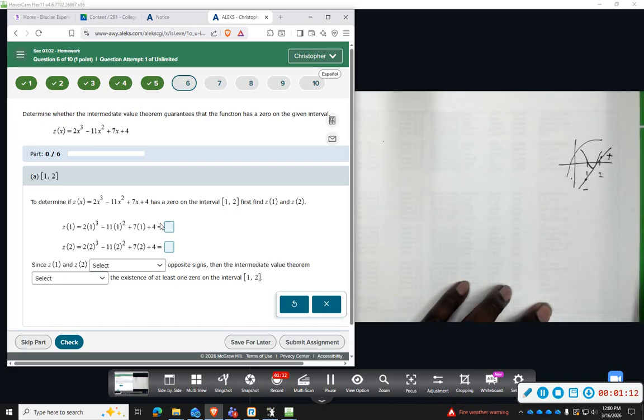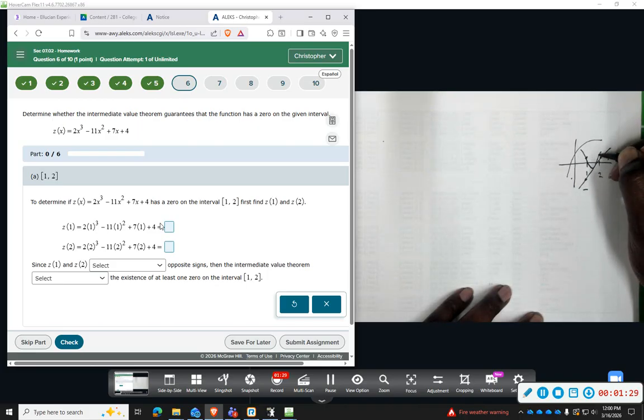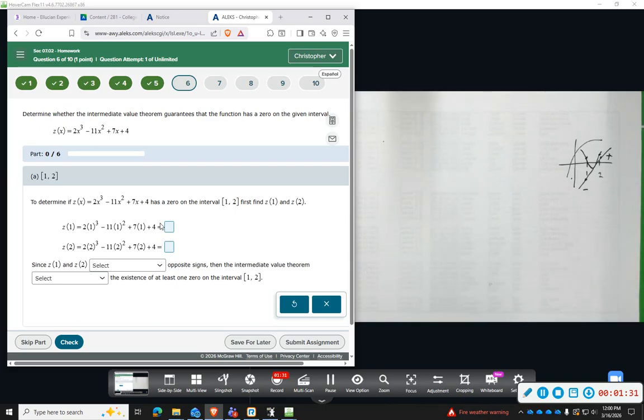So we don't see the graph, we don't know, but we're going to test and use the intermediate value theorem, and if the signs are opposite, we know that there's a 0 between. If the signs are the same, we don't know. So the graph could go down and come back up, and in this case they could both give you a positive value. The intermediate value theorem would be inconclusive if that was the case.